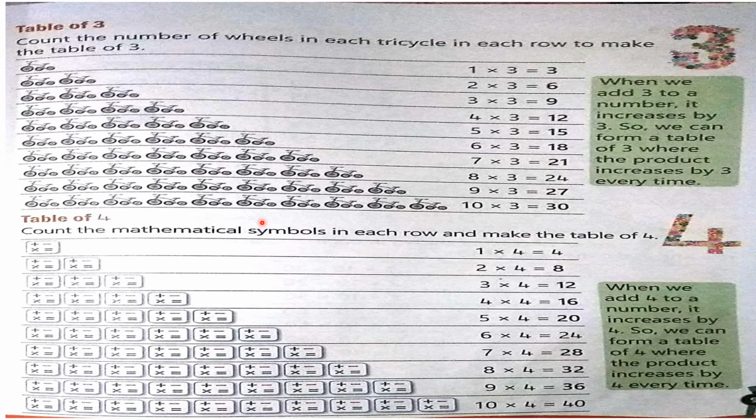So why are we writing here 333? Because see here, in each tricycle 3 wheels are there, so we are writing here 333. And why are the numbers increasing one after another? Because see here 1 2 3 4 5 6 7 8 9 and 10. That is why these numbers increase. So in the same way, we can form the table of 4 also. Got it, children?